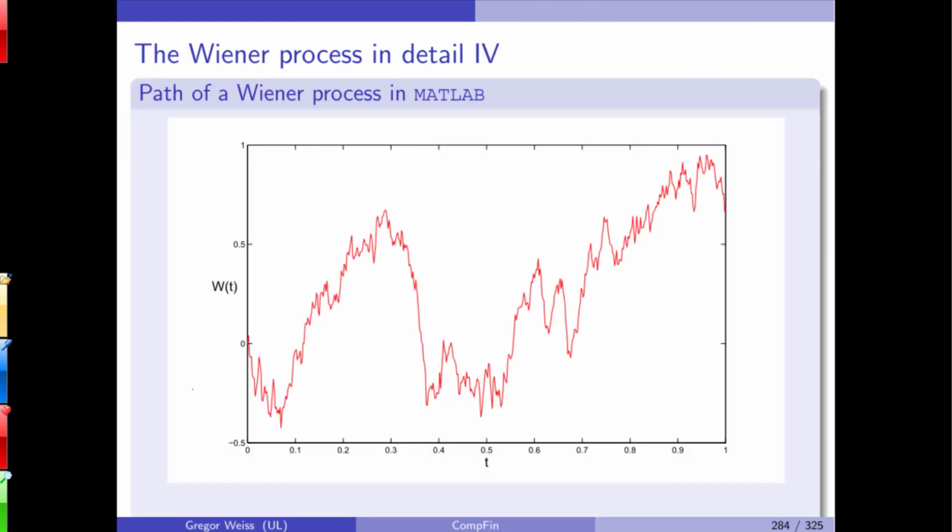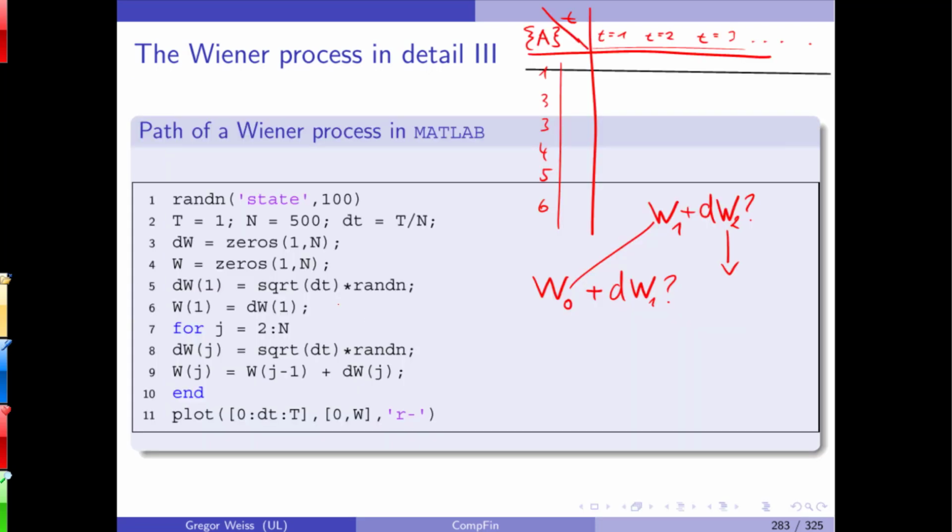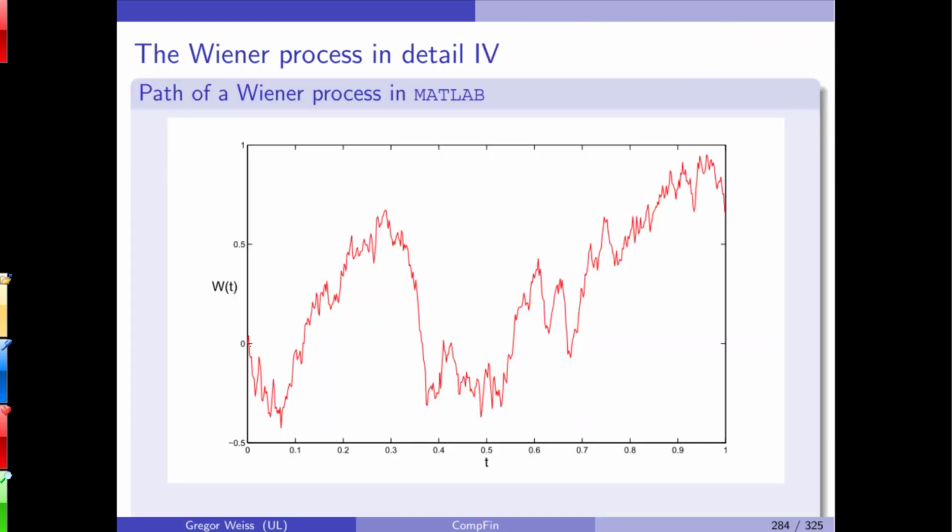This is how it looks like. We start here at 0. That's our starting point, right? Somewhere near 0. And then we simulate normally distributed independent increments. We add those increments to the last state of the process. And then we move on and move on and move on when we have 500 states here. That's one path of a Wiener process.